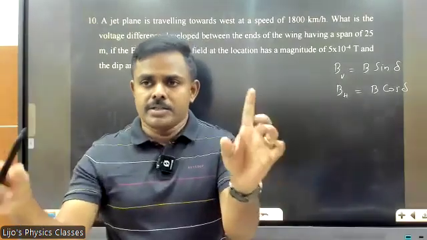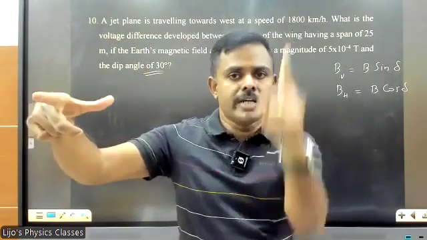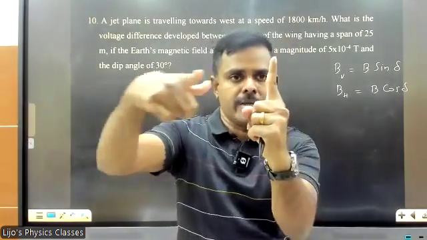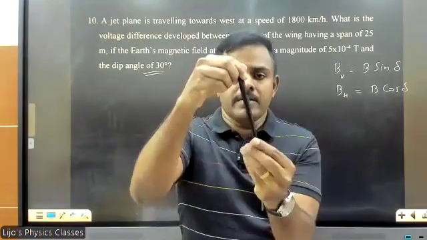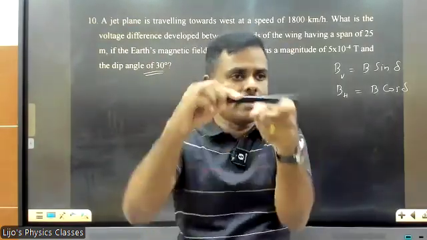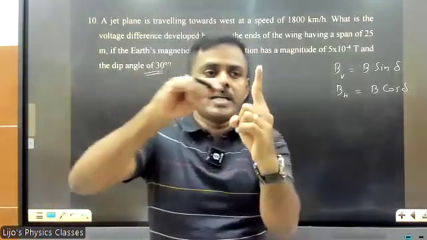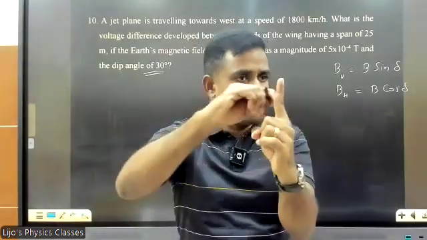Look at this. When a plane flies, which component is being cut? Vertical component. When the spokes of a wheel rotate, it is cutting the horizontal component. When a train moves, it is cutting the vertical component. So there are three cases.